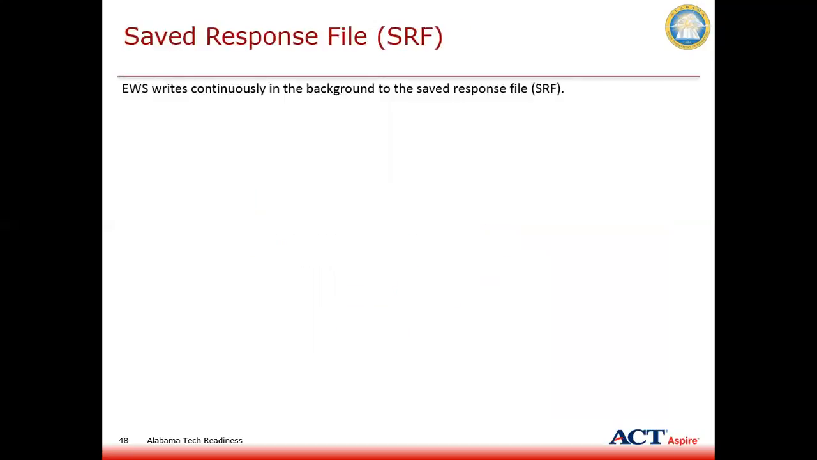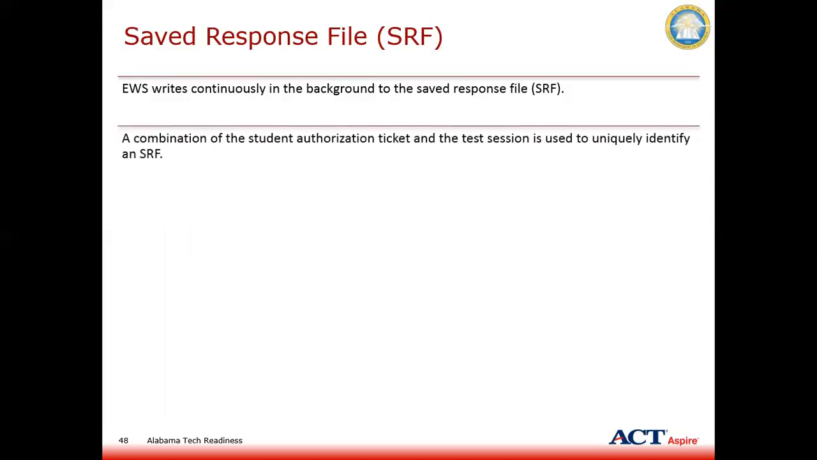So now that we have talked about what the early warning system is, let's discuss it a little bit further. I want to make sure you understand how the saved response file is maintained. These are the students' responses as they progress through the test. So this is a continuous process that runs in the background. It's writing those student responses to this saved response file. Some districts may be concerned about students overwriting each other's files, but TestNav is making sure this doesn't happen because it uses a unique file name for each student's test attempt. So that student's authorization ticket with their unique username and password, and the test session information is used to identify their SRF.